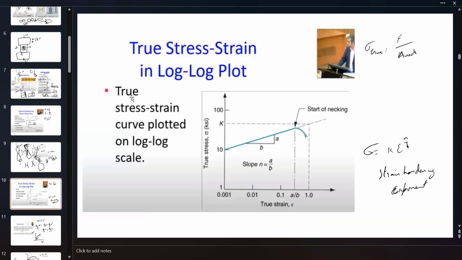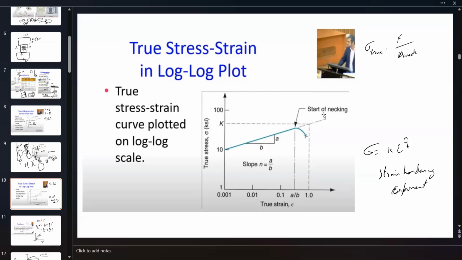If you divide the force by the area of the neck, then you get your true stress, and that value of strain is true strain. When you plot the true stress strain plot on a log scale, you get a linear relationship, and the moment the neck starts to form, at that point you see a change in that slope.